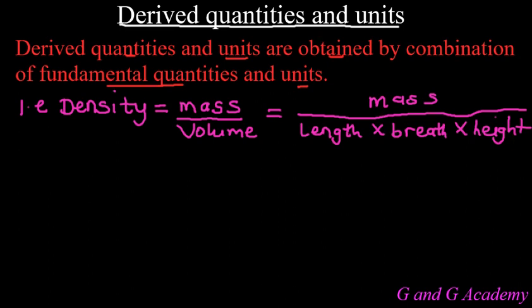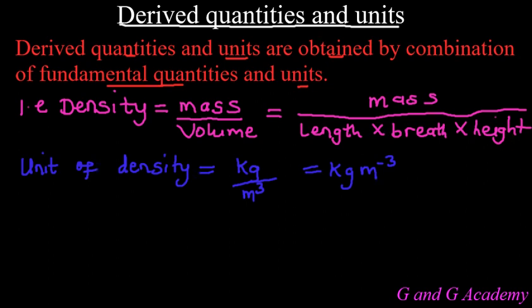Okay, and all this length, breadth and height, they are fundamental quantities that are placed under what? Length generally. Okay, now the unit of this density, that is the SI unit, can be calculated based on the fundamental quantities that are combined to make the density. So mass is kg, okay, and the length, breadth and height will be what? Meter cube, and that's why we have it as kg per meter cube.